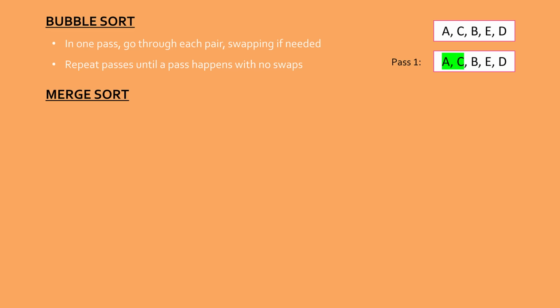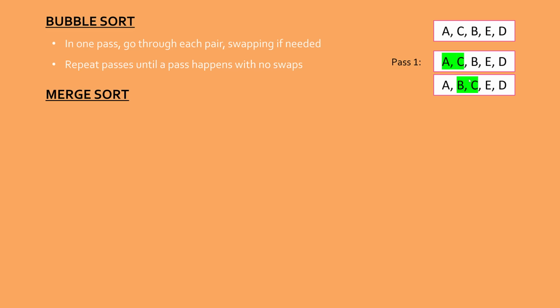I would write this out in your workings out, and I would copy the list and personally circle each pair as you go. A and C are in order, so they're left. C and B are not in order, and so I would copy the list down again and swap these two and circle them to show that you're looking at those two.